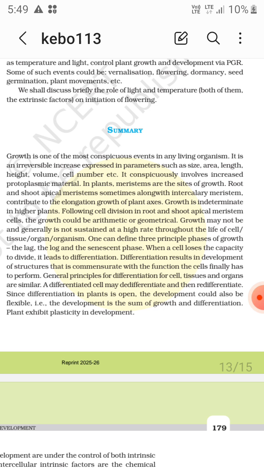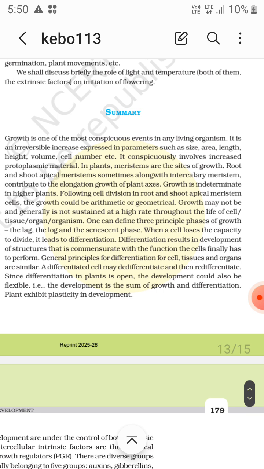Now, following cell division in root and shoot apical meristem cells, the growth could be arithmetic or geometrical. Growth may not be, and generally is not, sustained at a high rate throughout the life of a cell, tissue, or organism. One can define three principal phases of growth: the lag, the log, and the senescent phase.